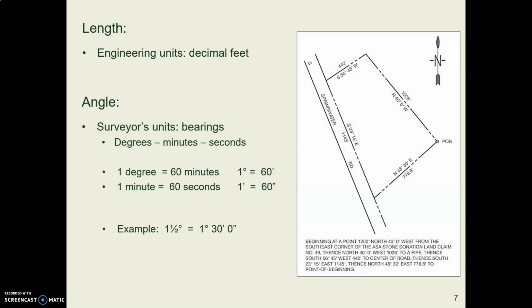seconds. So for example, at the bottom of the slide here, if you wanted to write 1.5 degrees in surveyor's units, you would write 1 degree 30 minutes, because 30 minutes is half a degree, and then 0 seconds.